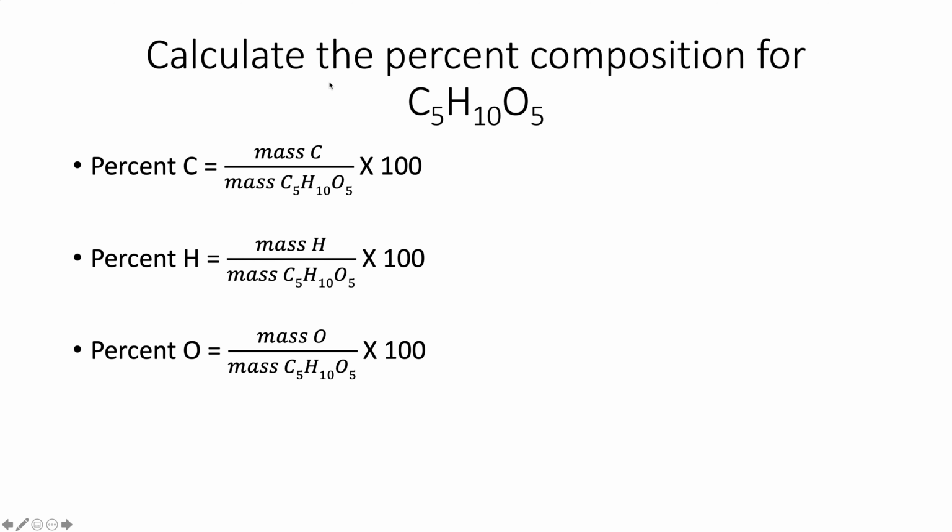Just to go through an example, if we were to calculate the percent composition for C5H10O5, the percent carbon would be the mass of the carbon over the mass of the compound times 100, since percentage is always the part over the whole times 100. The percent hydrogen would be the mass of the hydrogen divided by the mass of the whole thing times 100. And the percent oxygen would be the mass of the oxygen over the mass of the whole thing times 100. But the problem is that we don't have any of those numbers.